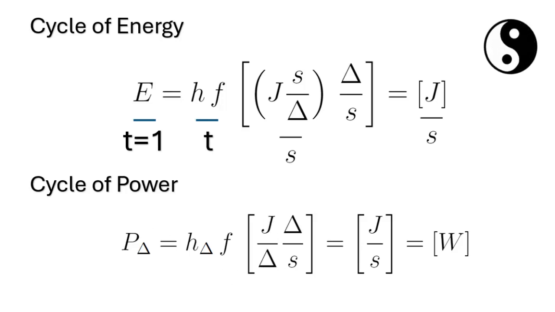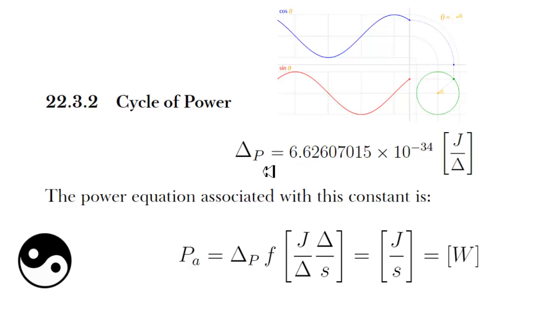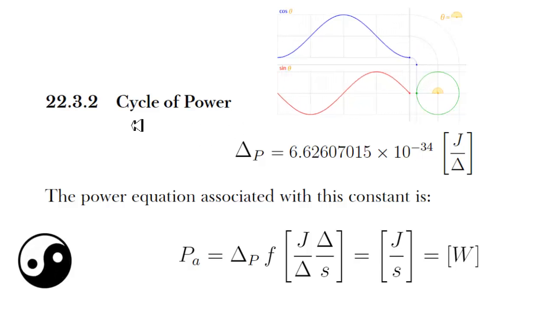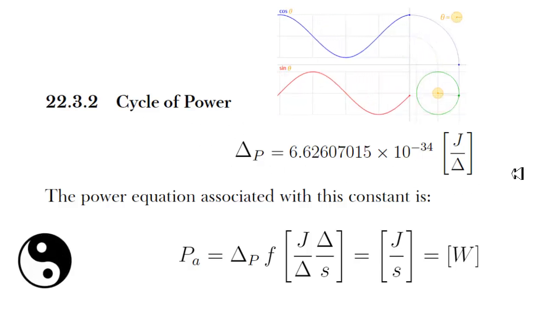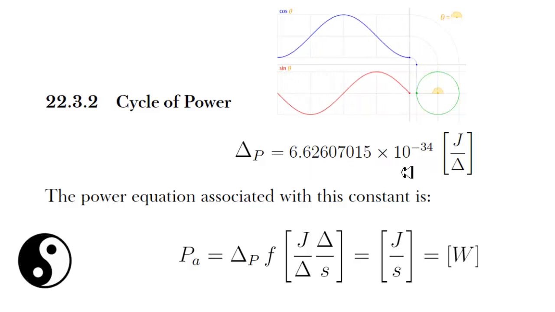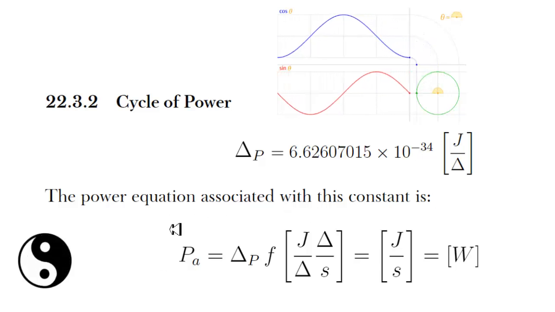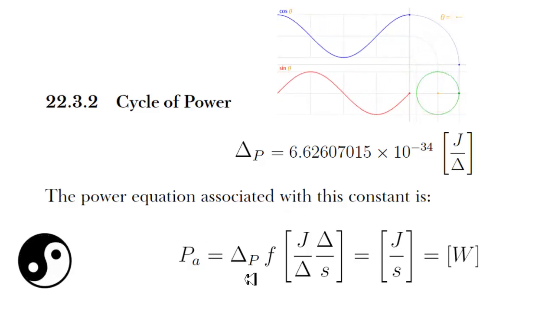And so what I do in this video is I use a different symbol. The delta P is the quantum of power, the cycle of power. It's numerically identical to Planck's constant, only I'm giving it a different symbol because it has different units. Okay, so now we have a power constant, which I refer to as the cycle of power, and this is the power per cycle. It is numerically equal to Planck's constant, but it is on a per cycle basis. And then I have a power equation where I use the delta P.